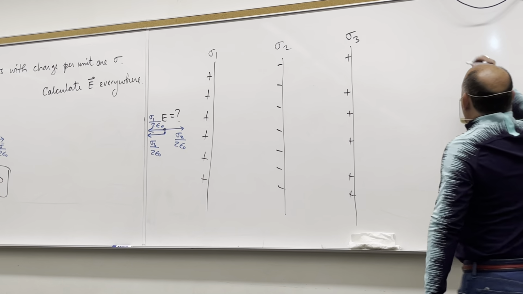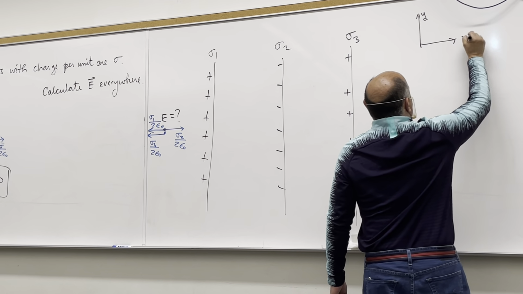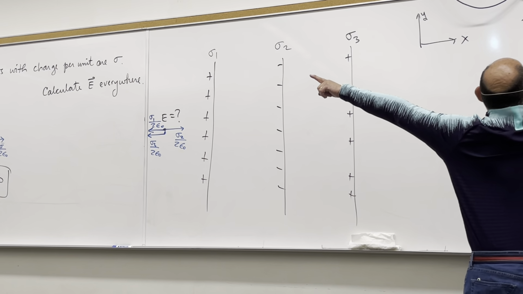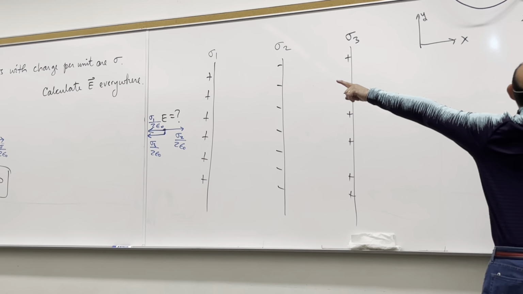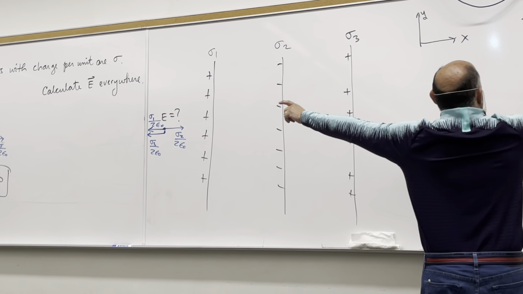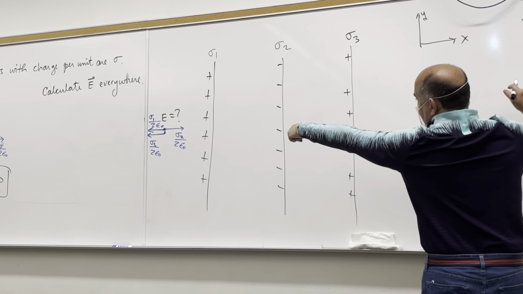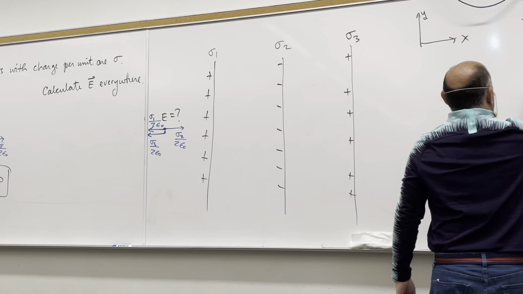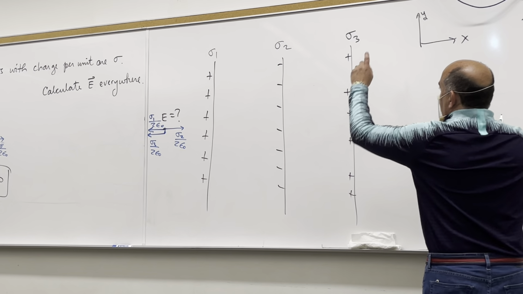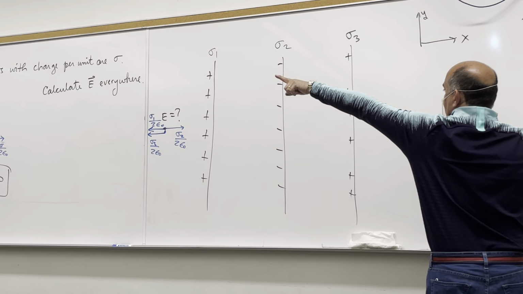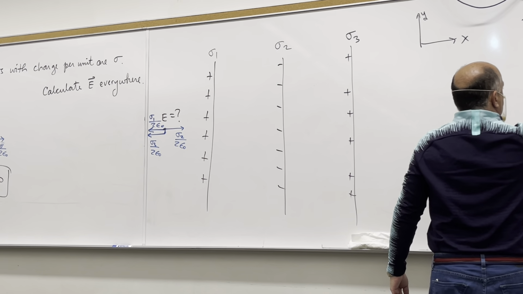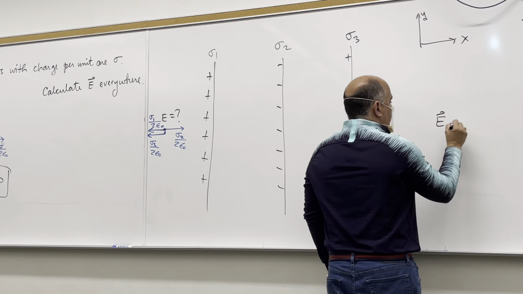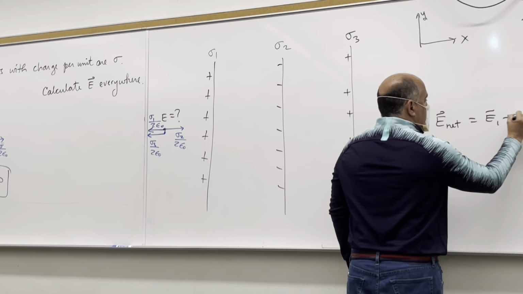I can do this. I'm going to say this is the y-axis and this is the x-axis. Therefore, what is E1? E1 is to the left, so that will be sigma 1 over 2 epsilon naught in the minus I hat direction. What is E2? Due to the second one. That's the one to the right, correct? So that's sigma 2 over 2 epsilon naught I hat. And what is E3? That's due to this one, right? That's positive, so it's away from it, so that would be sigma 3 over 2 epsilon naught minus I hat. So, the total electric field over there will be the sum of these three vectors.